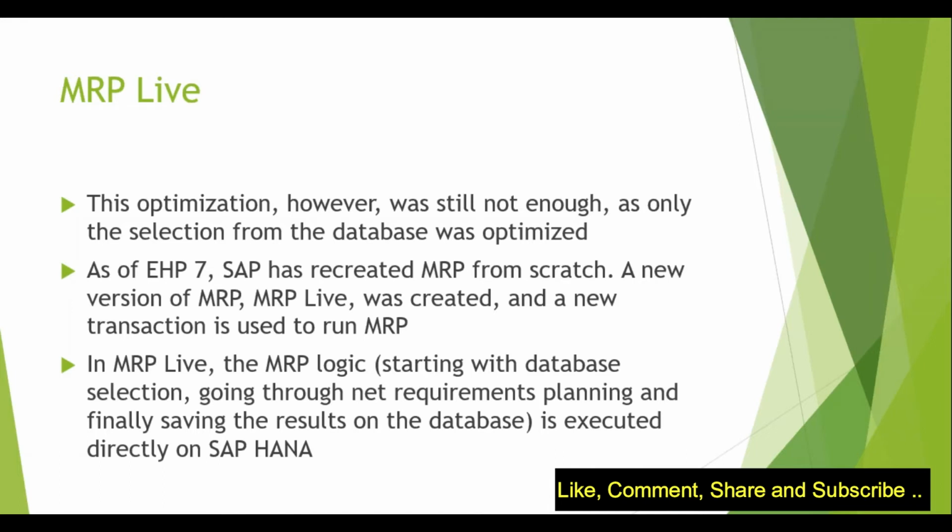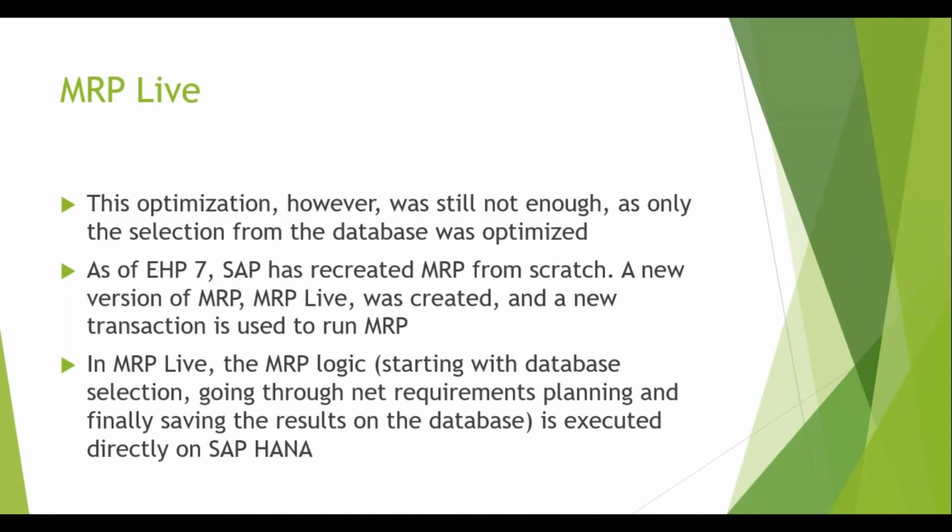with MRP Live. How? As of EHP 7, SAP has recreated MRP from scratch. A new version of MRP called MRP Live was created, and a new transaction is used to run MRP. If you are using MRP on HANA, as I told you, the same old transactions MD01, 2, 3, 4 and all other transactions can work. But if you want to run MRP Live, there is a new transaction called MD01N. Ending with N is the new transaction. In MRP Live, the complete MRP logic, starting with the database selection, going through the net requirement planning, and finally saving the results on the database, is all done in a parallel way using the power of SAP HANA.